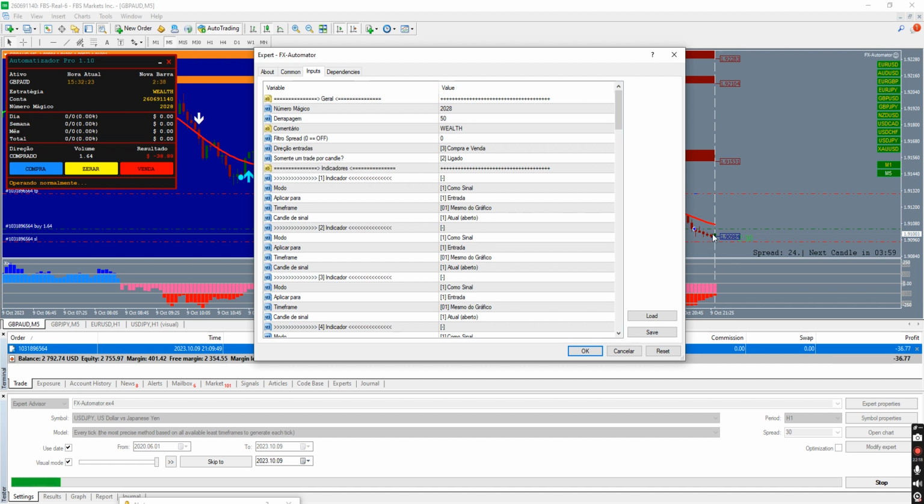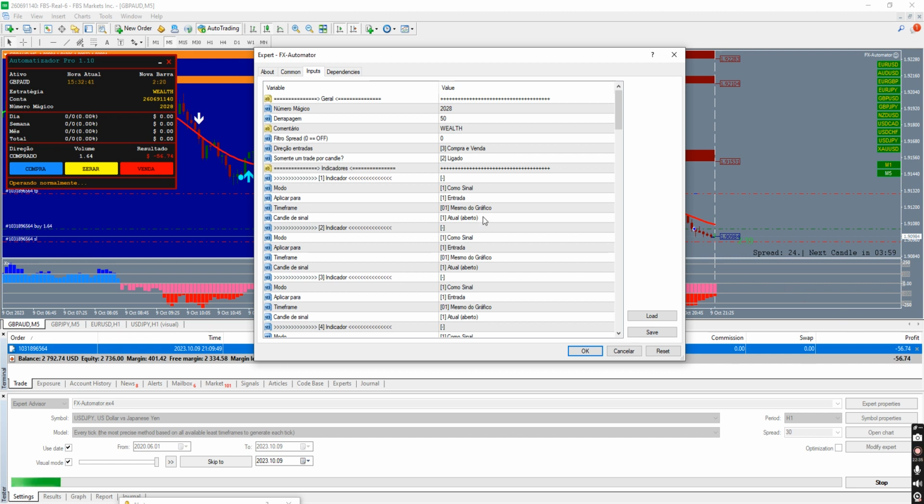Just to finalize, if we have a stop loss here, I'm going to open another trade, and you will see that even with losing, it's not going to double this amount. It's even going to trade a lesser amount. Everything is already programmed here to make you money.